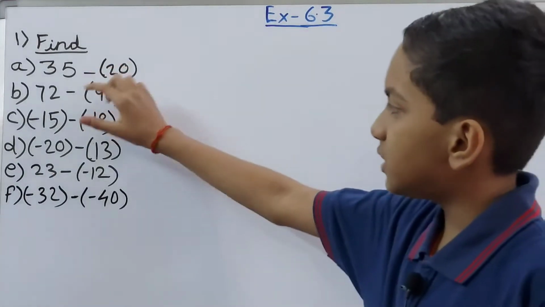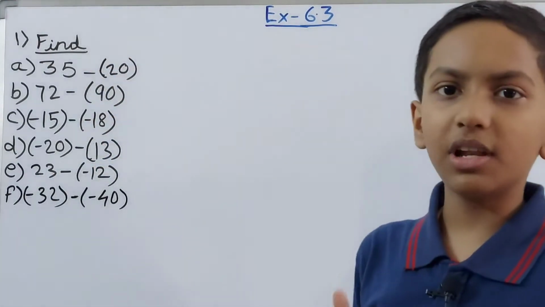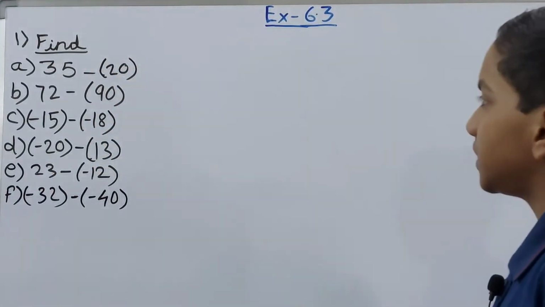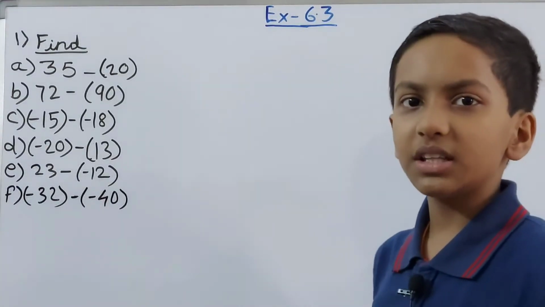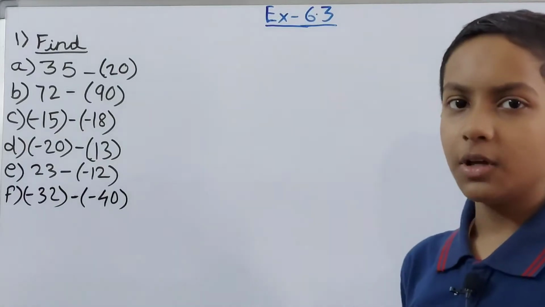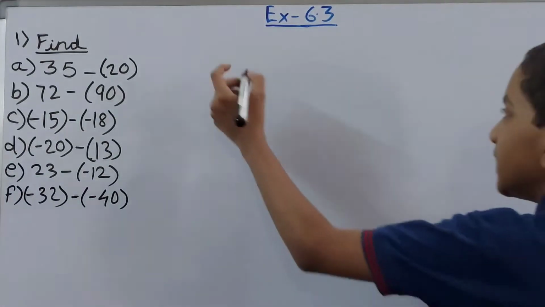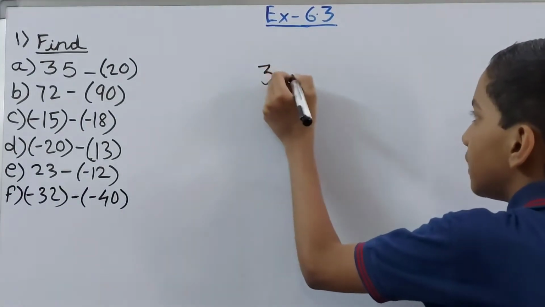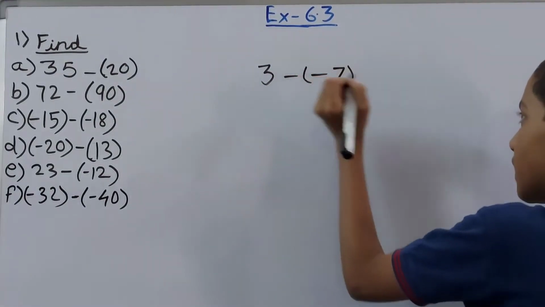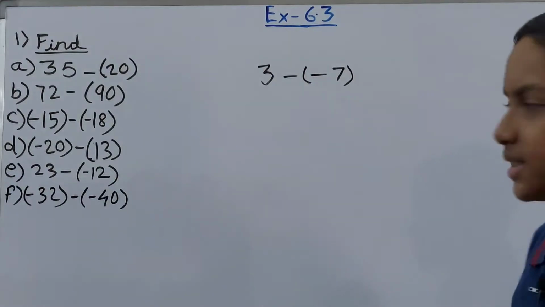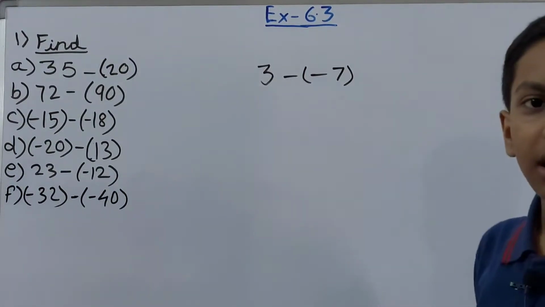But friends, as you can see here, these questions are related to subtraction of integers. So first we need to know some rules which are there for subtraction of integers. So firstly, let's take a question. So let's say 3 minus, and in brackets we have minus 7, okay? So 3 minus (minus 7). Now friends, there are two rules.